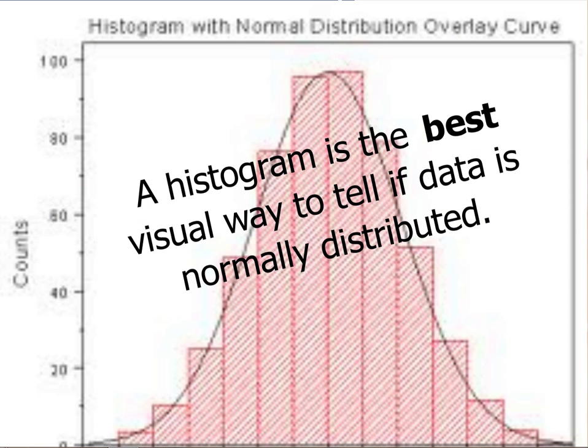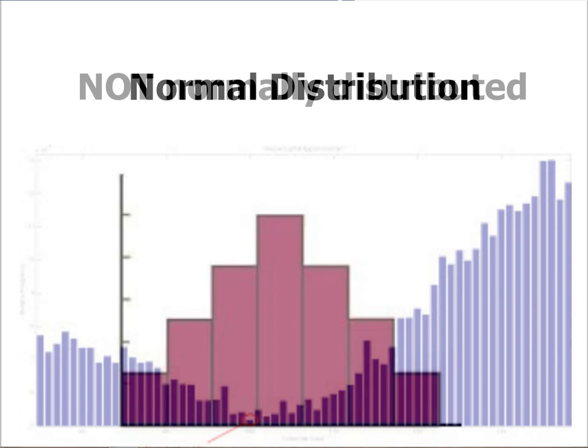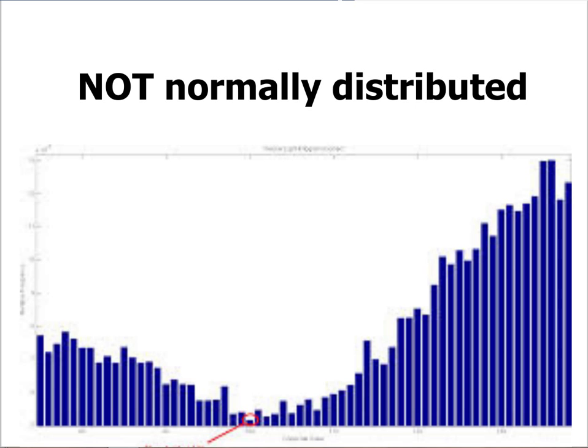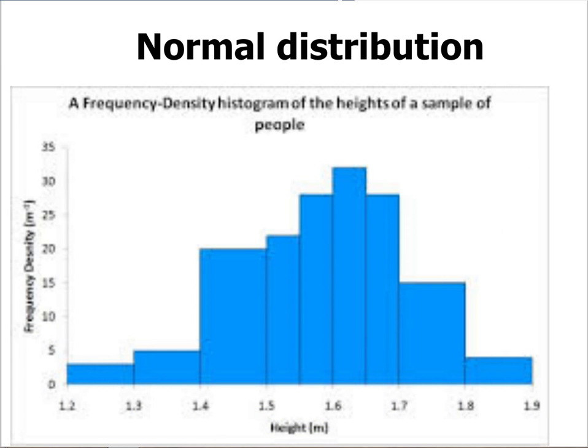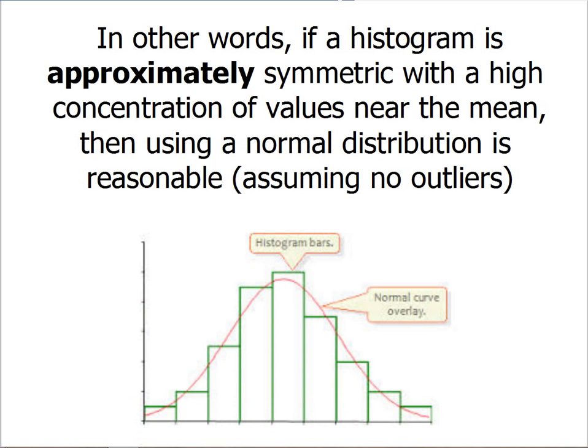A histogram is probably the best visual way to tell if the data is normally distributed. Here's a histogram that looks really close to normal distribution, and obviously this one's not. Normal distribution, this one's close enough. And definitely not normally distributed. You can tell by using the histogram if your data is approximately symmetric, right? Remember, it has to have a high concentration of values near the mean and be approximately symmetric on both sides.